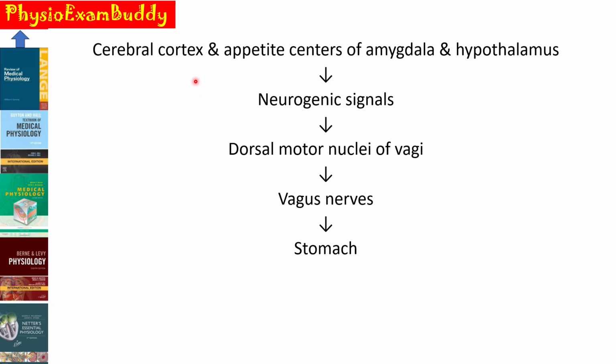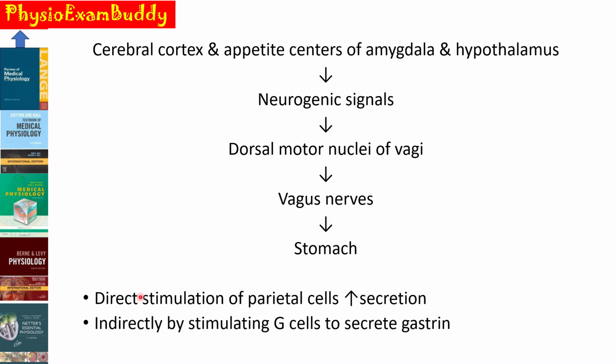Now about the pathway, how the cephalic phase occurs. The cerebral cortex as well as the appetite centers present in the amygdala and the hypothalamus are responsible for the cephalic phase, and these centers send neurogenic signals to the dorsal motor nucleus of the vagus nerve, and the vagus nerve gets stimulated producing secretions in the stomach. It causes direct stimulation of the parietal cells which will increase the gastric secretion. Also, the vagus nerves can indirectly stimulate the G cells to secrete gastrin.